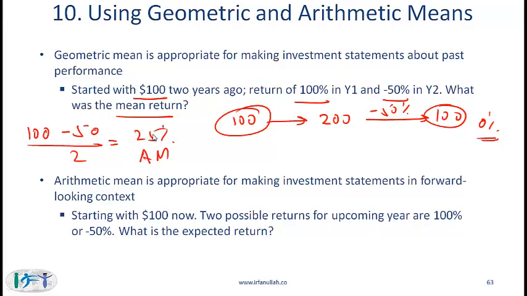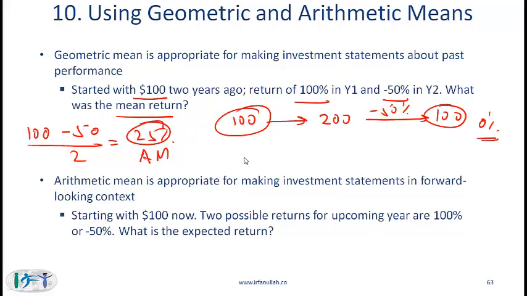Arithmetic mean, however, is telling you that the return is 25%. So clearly the arithmetic mean is not the right measure when you are looking at returns over a period of time. A better measure is the geometric mean. So let's look at how we would calculate the geometric mean.